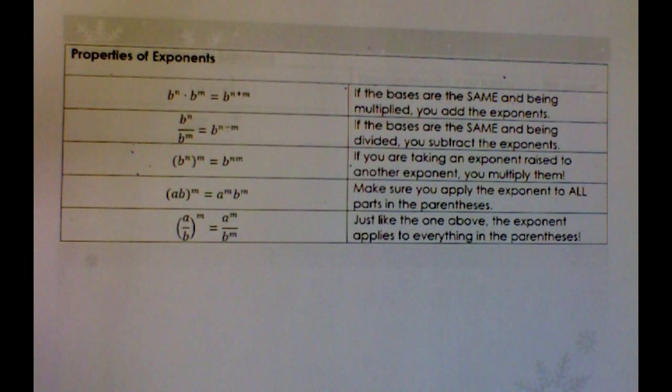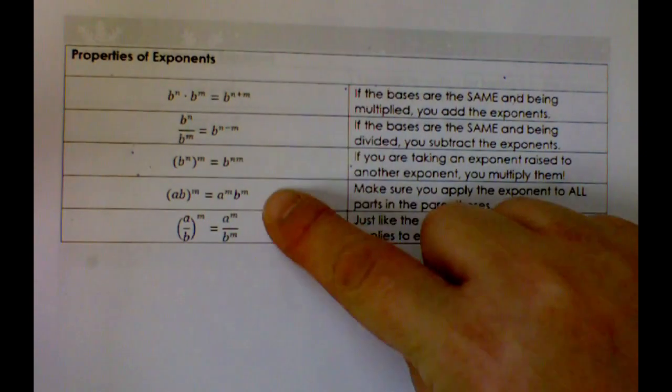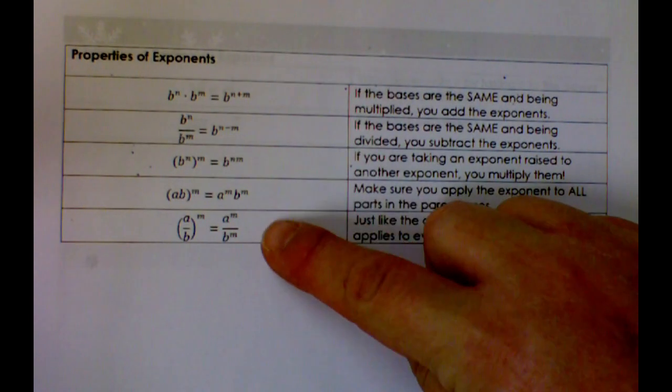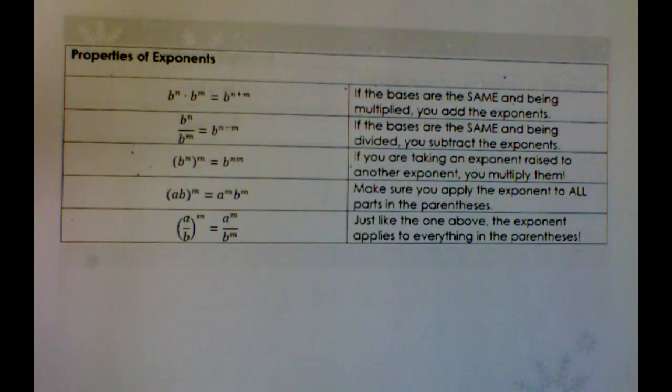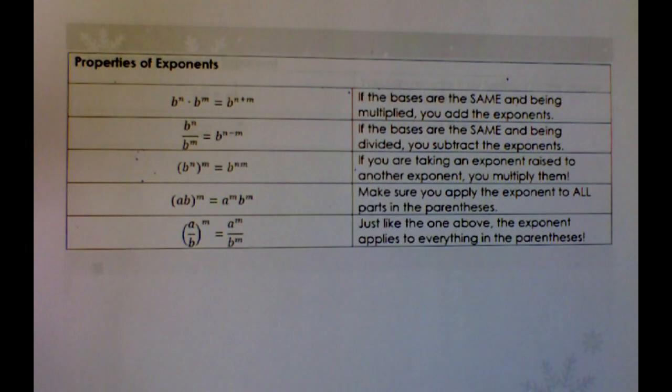If I have two things multiplied, a times b, and they are raised to a power, I can distribute the power, a to the m power times b to the m power. And if I have a fraction, two things divided, raised to a power, I can distribute the power there too, a to the m power divided by b to the m power. Remember that you can distribute an exponent into multiplication and division, but you can never ever distribute an exponent into adding and subtracting.